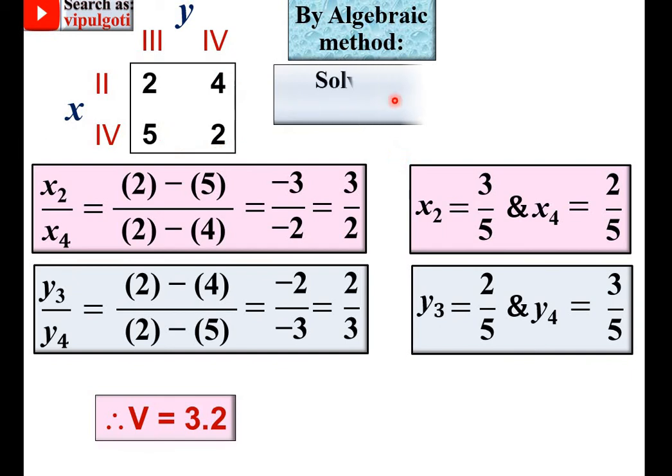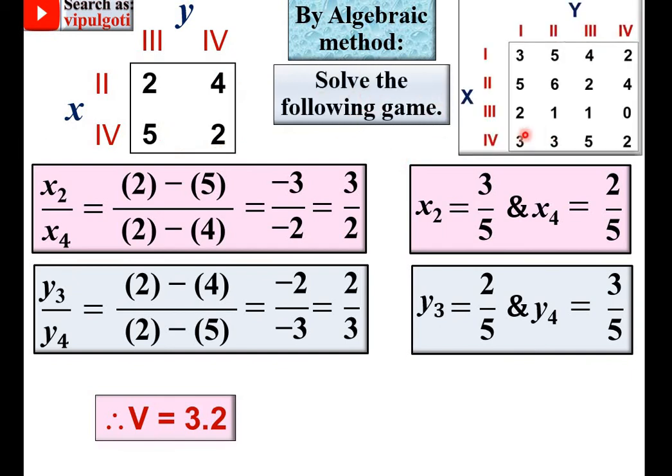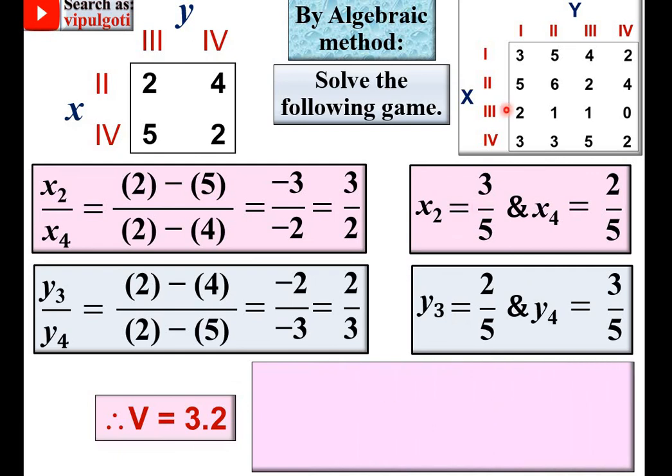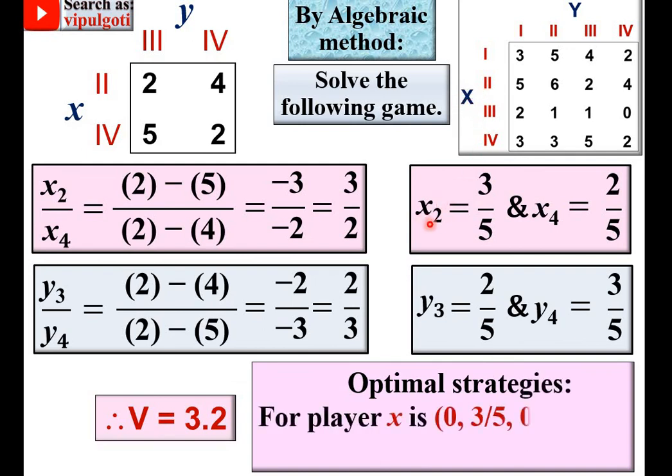Now once again see the description. Solve the following game and this payoff matrix is given to you. So here you can see player X has 4 strategies and player Y also has 4 strategies. So now I can find the optimal strategy for the players X and Y. So here you can see player X is going to follow only the second and fourth strategy with probability 3 by 5 and 2 by 5. And for the remaining strategies, probabilities are 0.